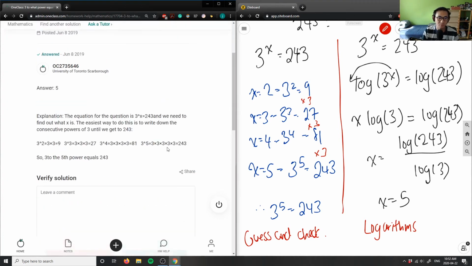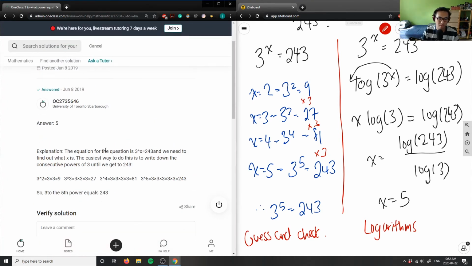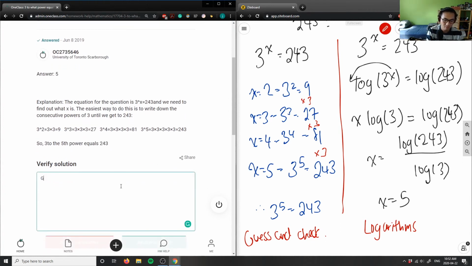Let me just verify the solution really quickly. Explanation: the equation of the question is 3 to the power of x equals 243. So what they're doing is they're doing guess and check. They did exactly the same thing as I did. So therefore, 3 to the 5th power equals 243. So great guess and check. So I'm going to say correct solution.